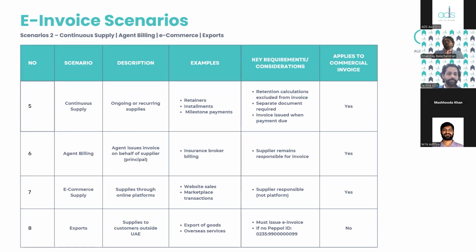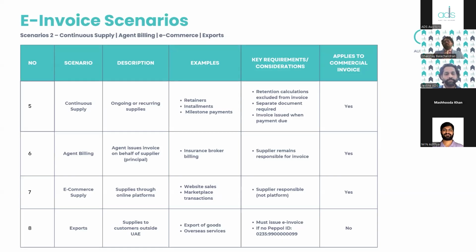Let's say you are providing supplies to one of your customers on a monthly or recurring basis. You're giving some kind of subscription model. This is very important for us because our clients are mostly retainers. We bill them on a monthly, quarterly, or yearly basis. So maybe we have retainers, maybe we have installments, and then there's something called milestone payments, which is very common in construction industries.